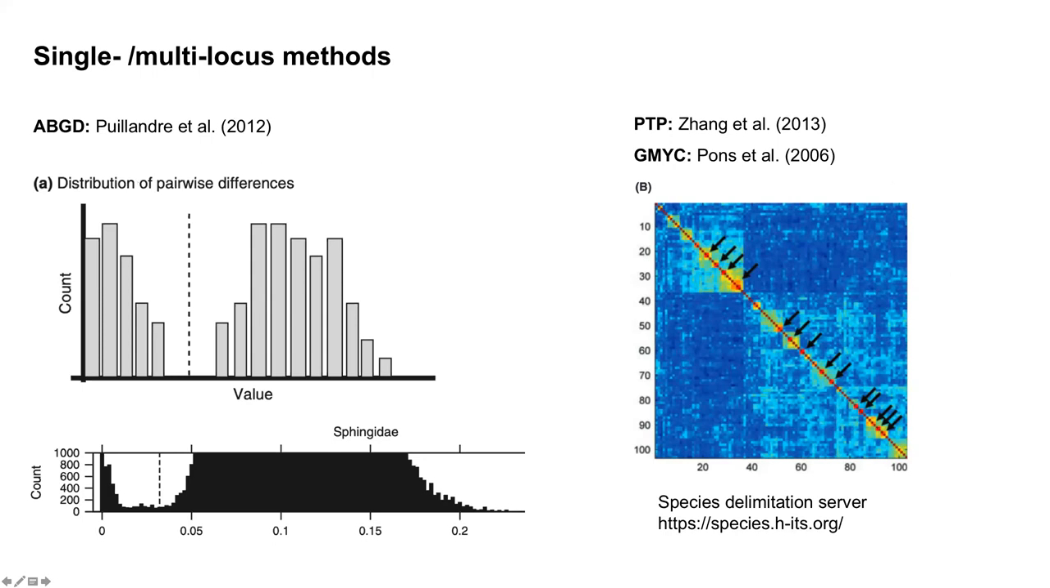Here are some tree-based methods. So PTP and GMYC. With these, you put in your tree. In the case of PTP, it models speciation events in terms of substitution. So you would use something like a RAxML tree. GMYC is a likelihood model where you fit within and between species branching patterns. And this requires an ultrametric tree, so for example, something from BEAST. These, of course, have Bayesian implementations and newer versions, but these are the base starting points for these methods.